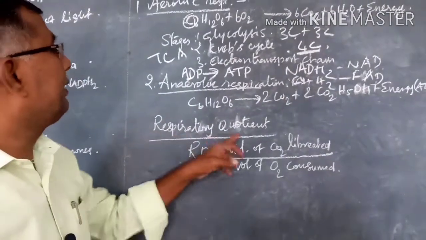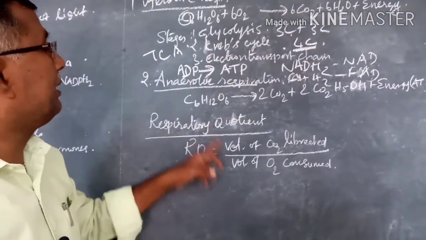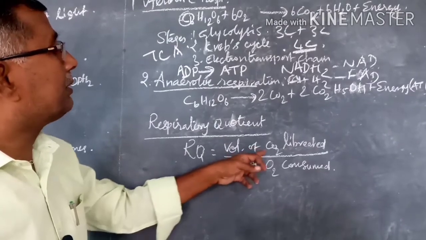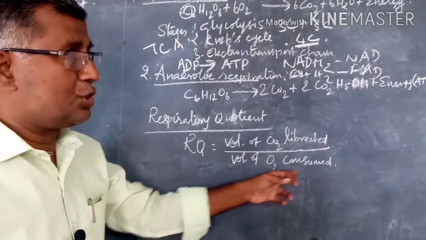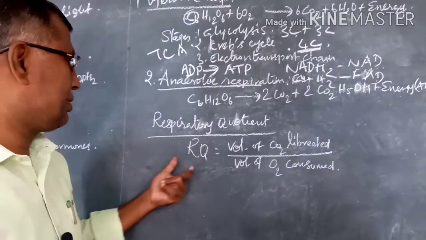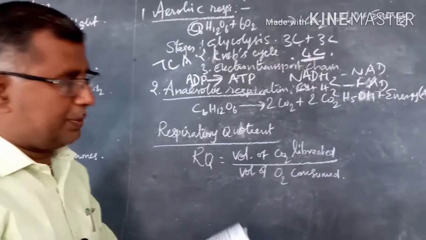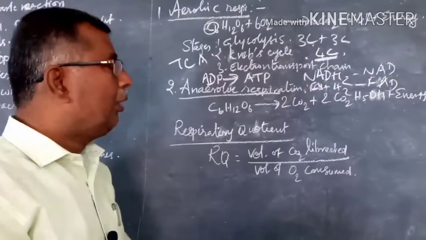Then respiratory quotient. Respiratory quotient means the volume of carbon dioxide liberated by the volume of oxygen consumed during respiration, and is known as RQ or respiratory quotient.